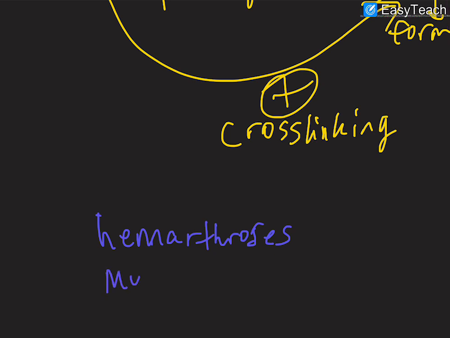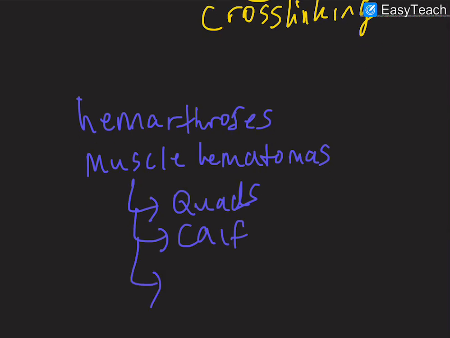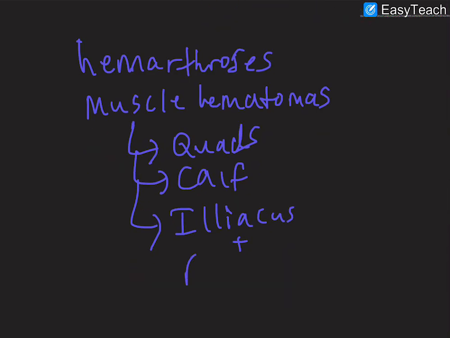You can see things like muscle hematomas. What's that? That's bleeding into your muscles. For example, you can bleed into your quadriceps muscles. You can bleed into your calf muscles. You can bleed into your hip flexor muscles like your iliopsoas muscles, right? Which is basically a combination of your iliacus and psoas major muscle, right? So you can bleed into your quads, for example, right? You can bleed into your iliopsoas muscle, for example. You can bleed into your calf muscle, for example, right?